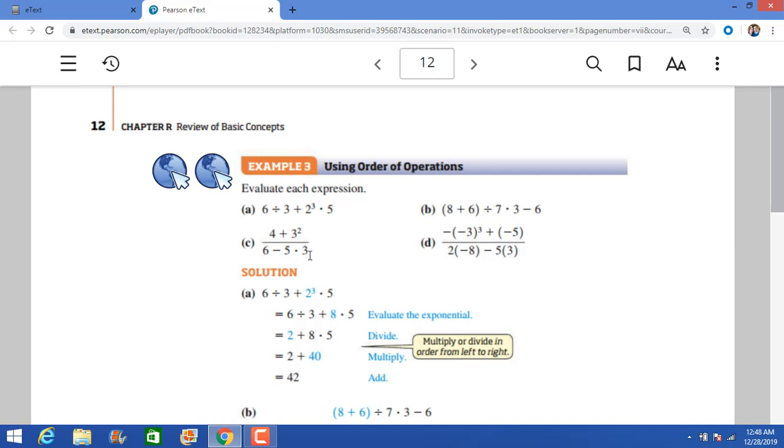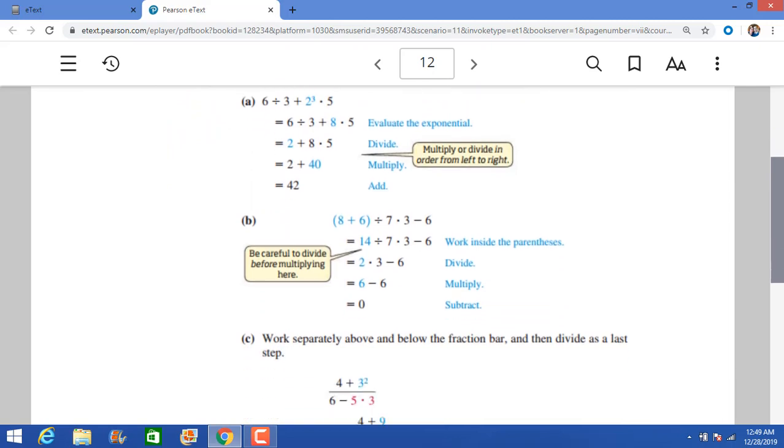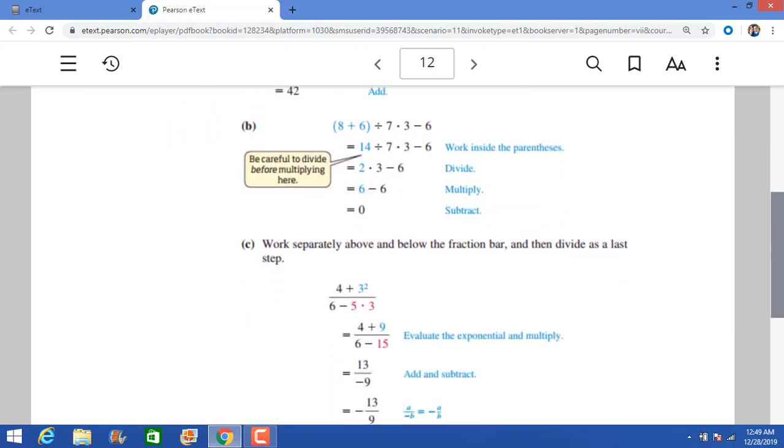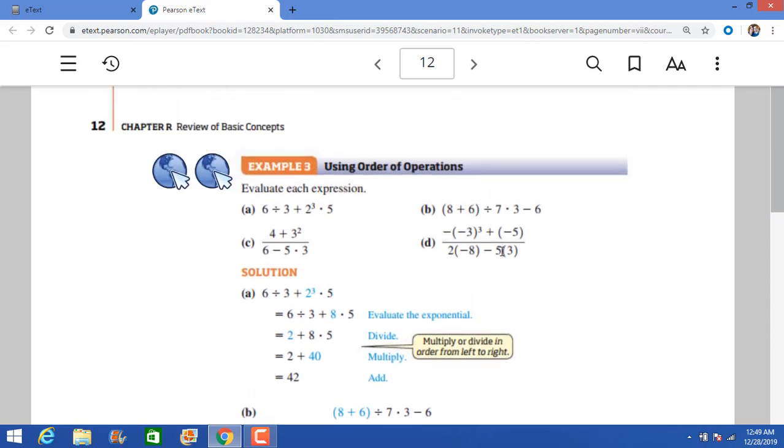Okay? And then what do we have? We've got 13 over negative 9. So we get negative 13 ninths. Okay? And I think that's where we're going to leave it. Yep. So we're going to leave it in simplified form. And so now we're going to do the same thing here.